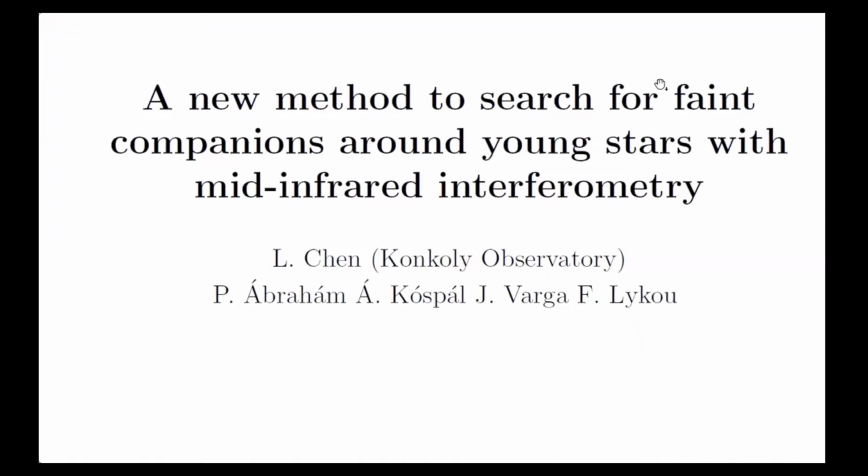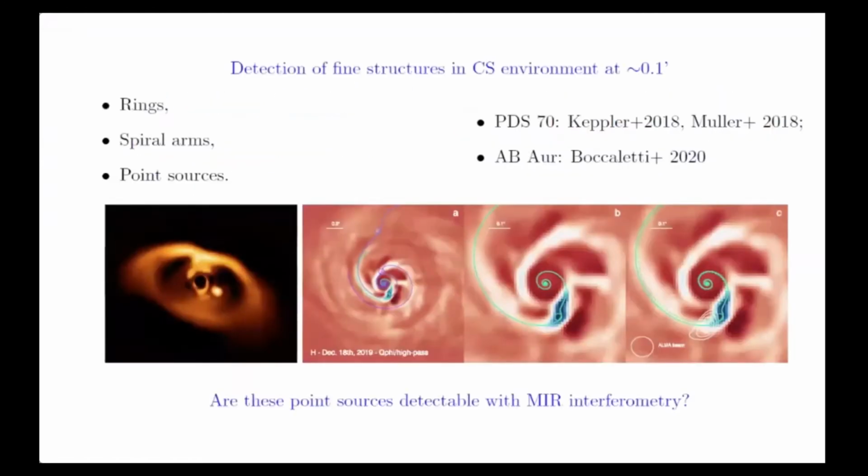Hello everyone. I'm going to talk about our new method to analyze MIDI infrared interferometric data, which we use to search for companions around young stars. I think you know very well that in recent years, we are able to observe fine structures in circumstellar environments of young stars. For example, rings, spiral arms, and point sources. These are several examples. Here I will focus on this question: could we possibly detect such companions with MIDI infrared interferometry?